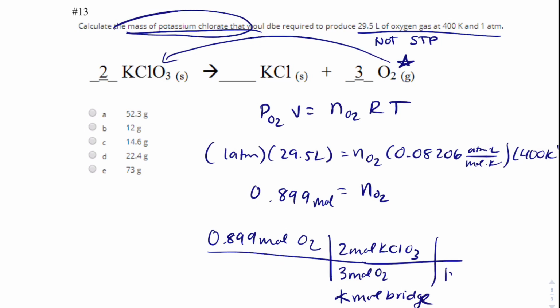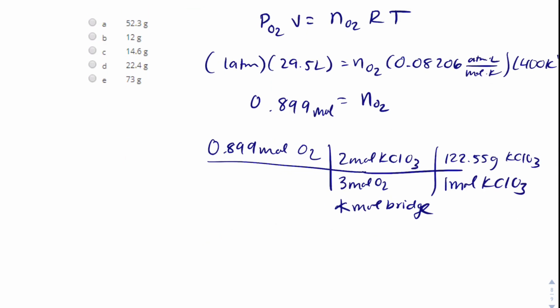And then in 1 mole of KClO3, let me calculate that really quick. 39.1 plus 35.45 plus 48. We get 122.55 grams of KClO3. 0.899 times 2 times 122.55 divided by 3. We are going to end up with 73.4483 grams, which would have been this as our answer.